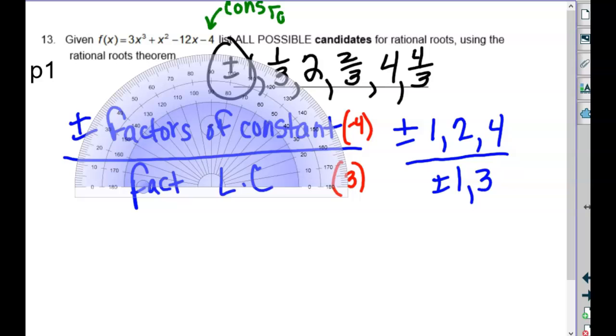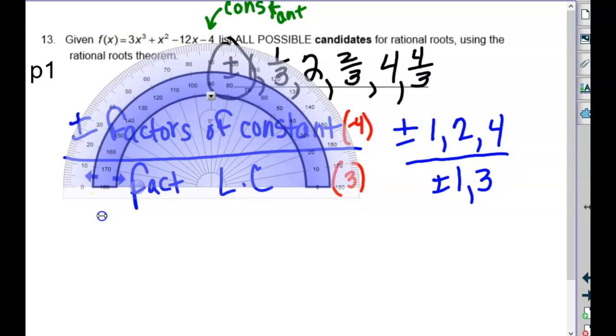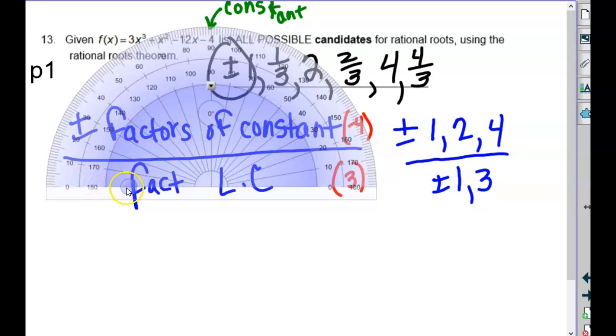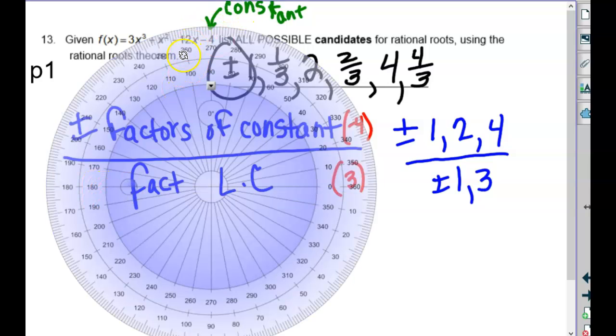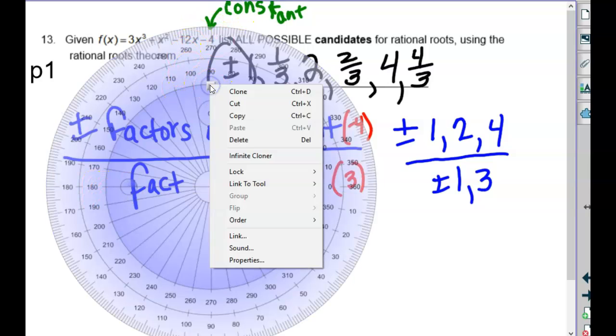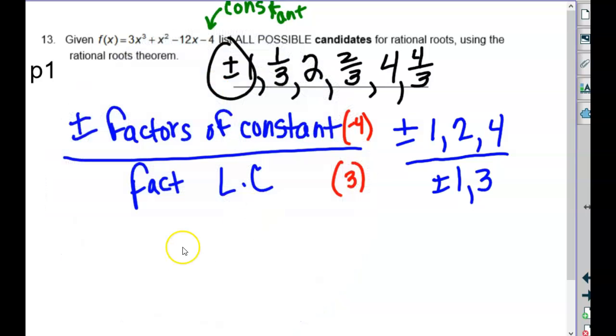Whoa, I don't know where that came from. It's trigonometry. Yeah, I bumped it, so it... Now I can't get rid of it. Okay.